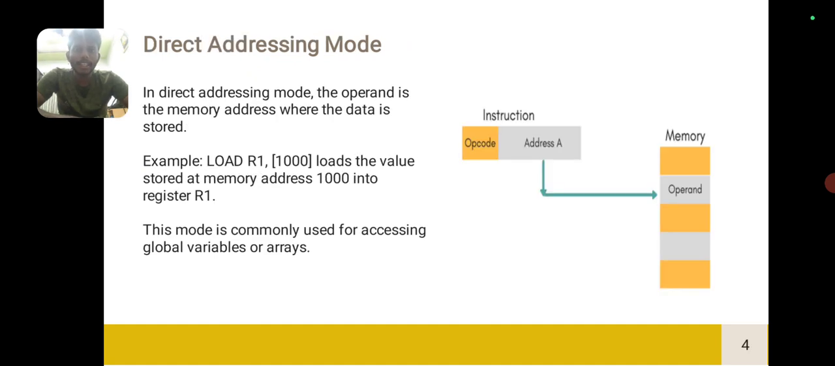Now another one is direct addressing mode. In direct addressing mode, the operand is the memory address where the data is stored. Example, LOAD R1, 1000 loads the value stored at memory address 1000 into register R1. This mode is commonly used for accessing global variables or arrays. An instruction is given with an opcode and an address A, it will then go to the operand which is situated in the memory and it stores the value or a given program.